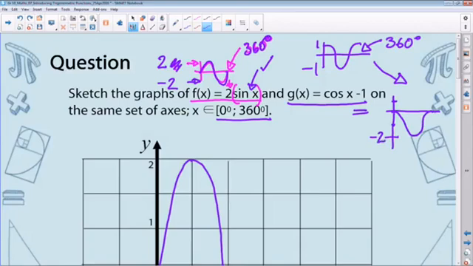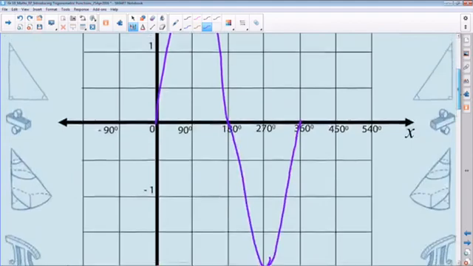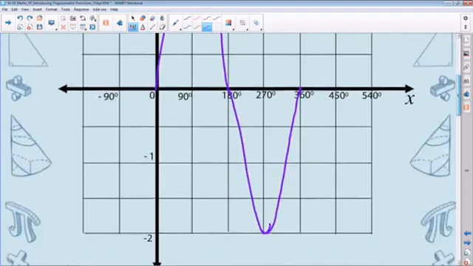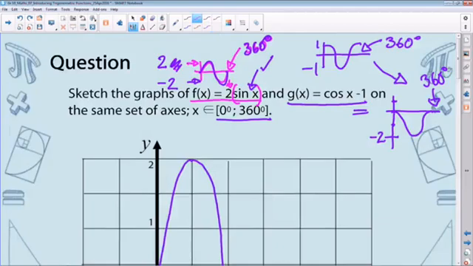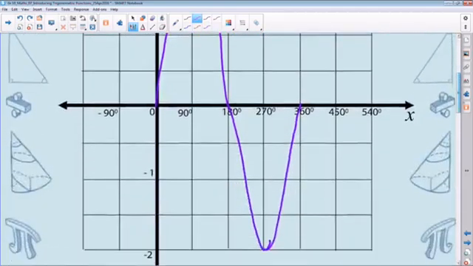Does it still have a period of 360 degrees? Yes, it does. So not many changes have happened. Just to make our lives easier, I'm going to draw it in a different color. And then let's do it in pink, one of my favorites. It's going to go all the way down to over here. And it helps to mark the points just so that you have a more accurate graph.